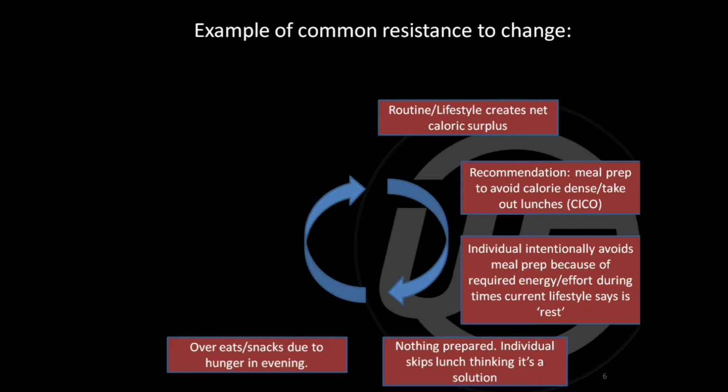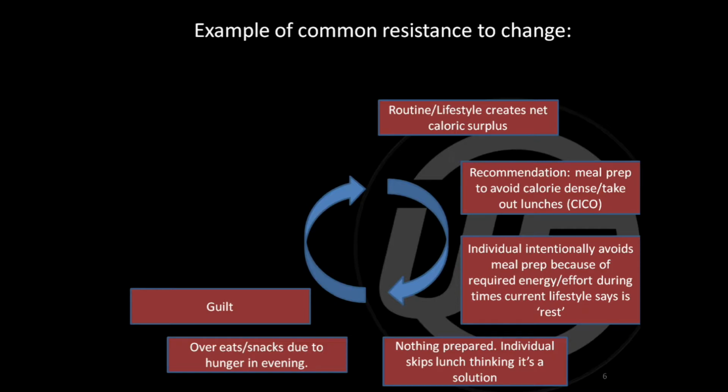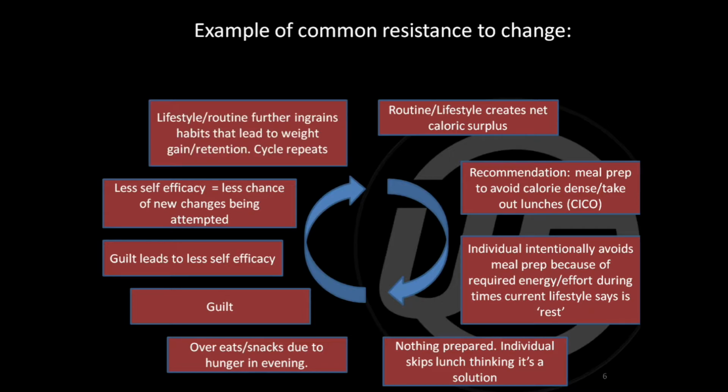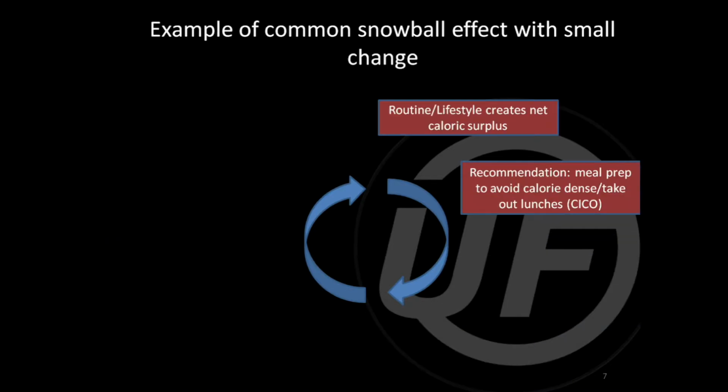Then they're still hungry at dinner time, and they overeat at dinner. Then there's guilt associated. Guilt leads to less self-efficacy. Less self-efficacy means they're less likely to make changes, and the cycle continues. So that's a positive feedback loop that continues to keep someone in a habit that's going to cause them to get worse and worse. So what I try and do is help people to make a change.